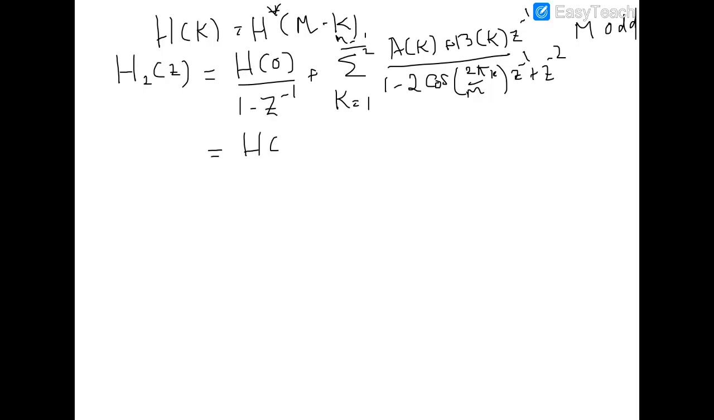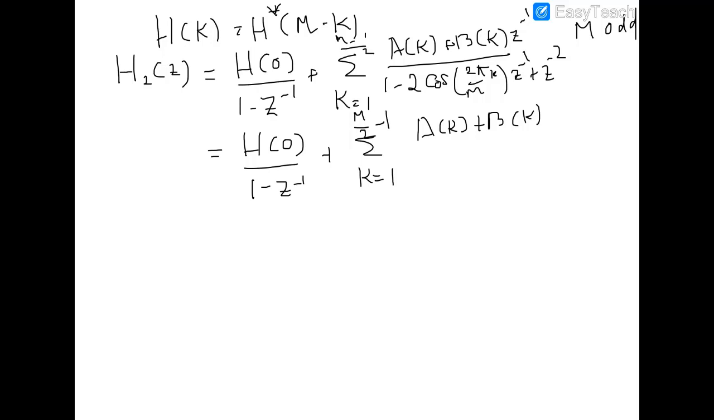Similarly, for even, we get the same equation, only difference is the upper limit in the summation, that is m by 2 minus 1, a of k, b of k, z to the power minus 1, over 1 minus 2 cos 2 pi by m k, z to the power minus 1, plus z to the power minus 2, and this is for m even.